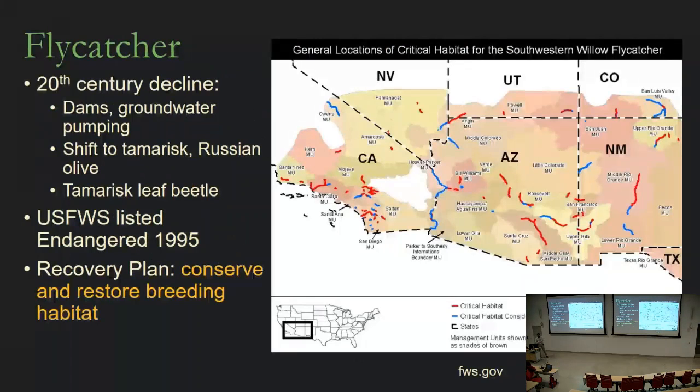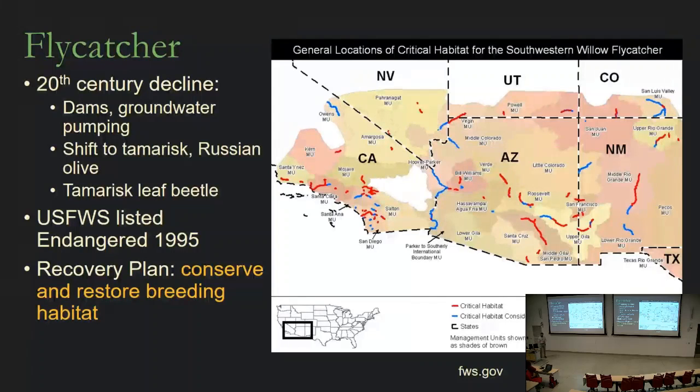So in the 20th century, there was a decline in flycatcher populations, basically due to dams and groundwater pumping, which changed the hydrology of the riparian forests and reduced the extent of riparian forests in desert areas. Also as a result, tamarisk and Russian olive, which are invasive tree species, were able to sort of take over in especially low elevation riparian forests.